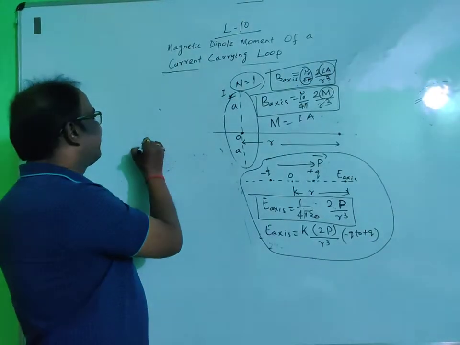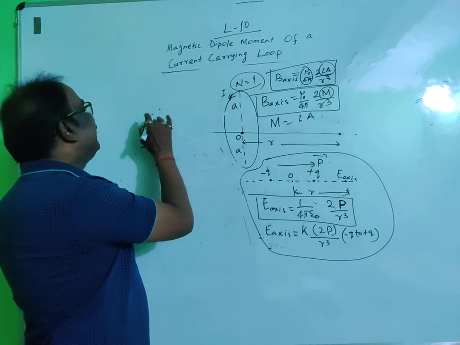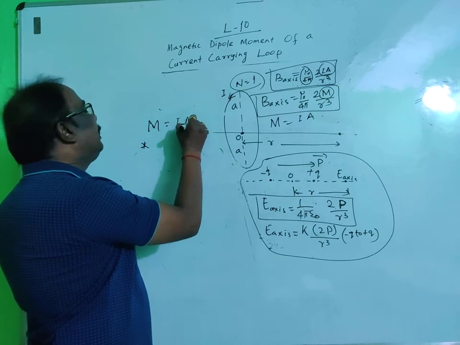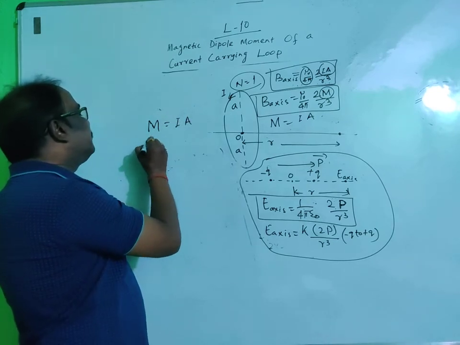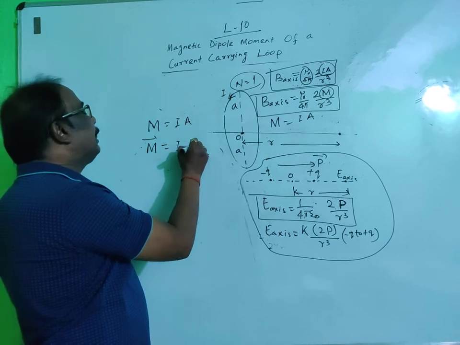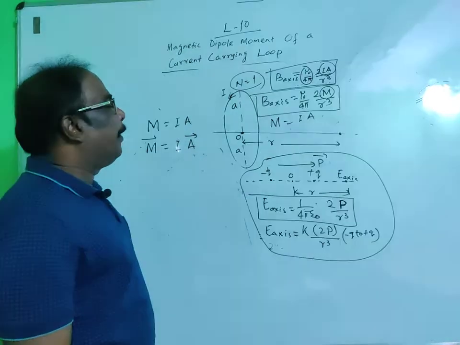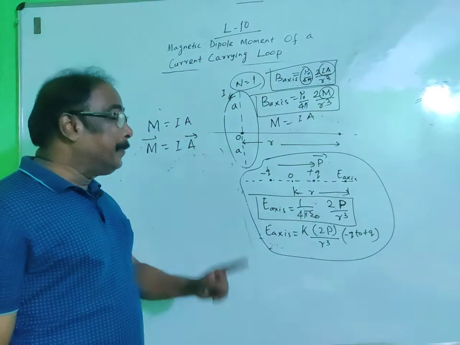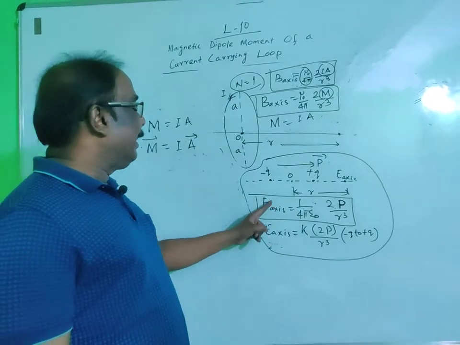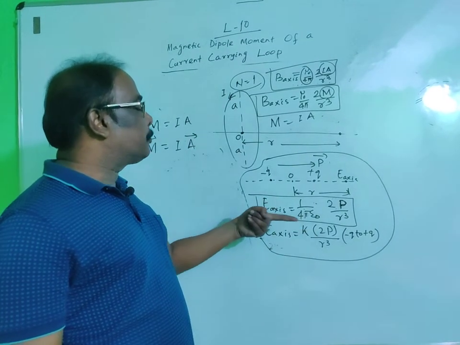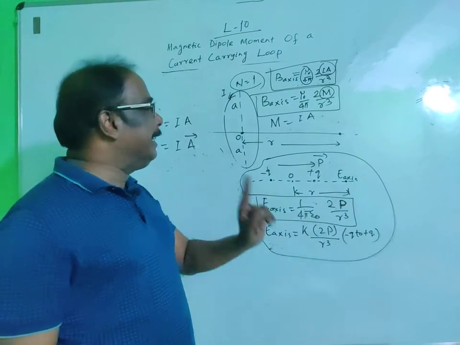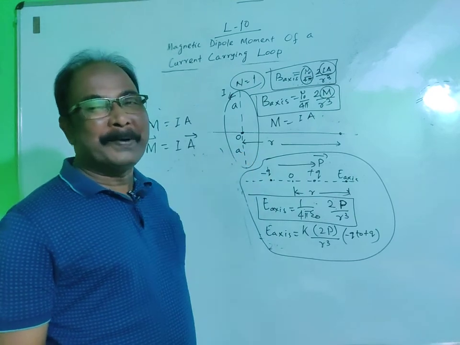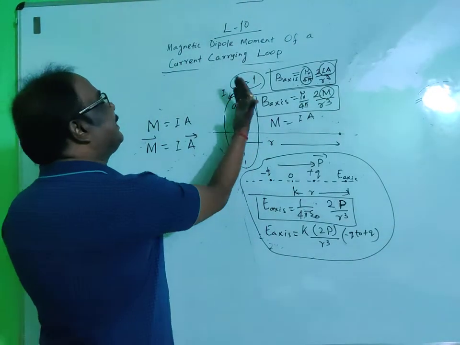We have got the magnetic dipole moment of a current carrying loop as I into A. In vector form, we may write magnetic dipole moment is I into area vector. Then what is the direction of magnetic dipole moment? Along the direction of area. But we have found here that the electric field on the axis of an electric dipole is from minus Q to plus Q. And here minus Q is comparable to the south pole, plus Q is comparable to the north pole, and thus see, current is flowing like this.